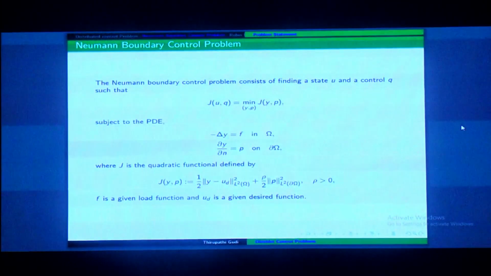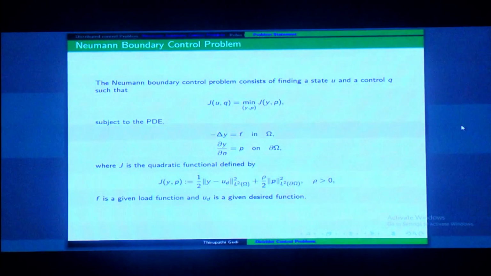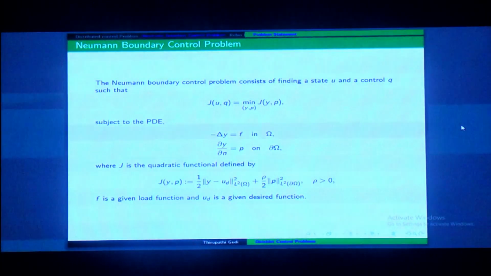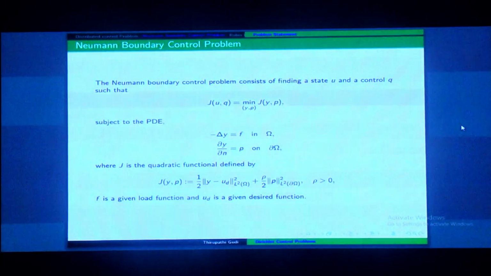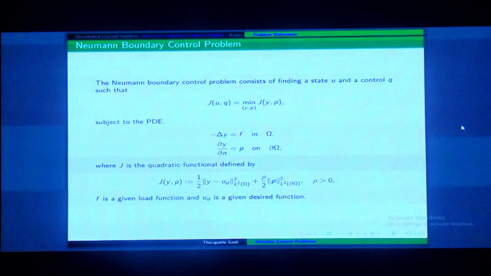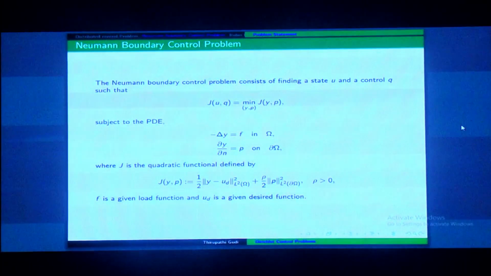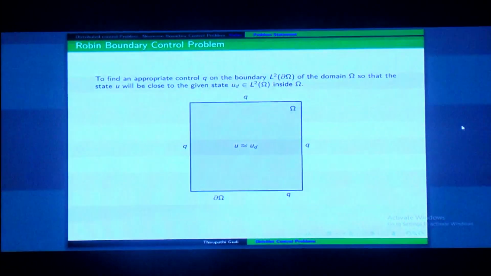So mathematically now, P is the control variable. The PDE is the same, minus Laplacian Y is F, but now the control is acting through a Neumann boundary condition, del Y by del N. The cost functional looks the same, except that the cost that you pay is P in L2 on the boundary. So you have to minimize that functional subject to the PDE. So this is Neumann boundary control because the control is coming through the boundary data.